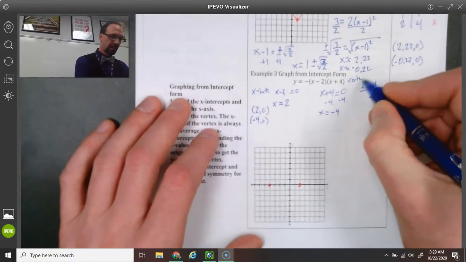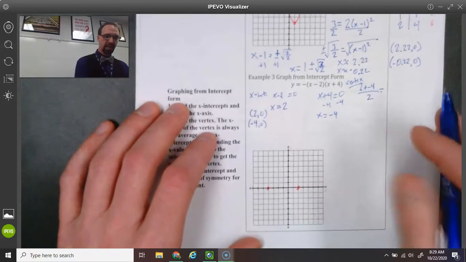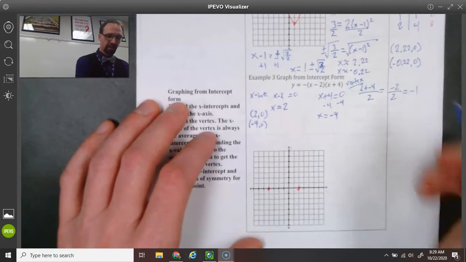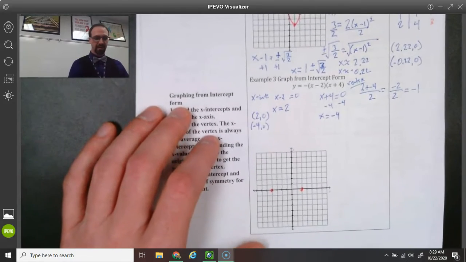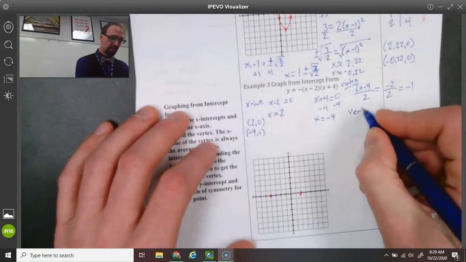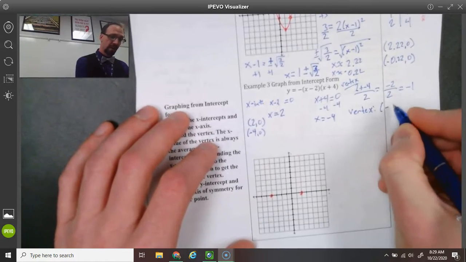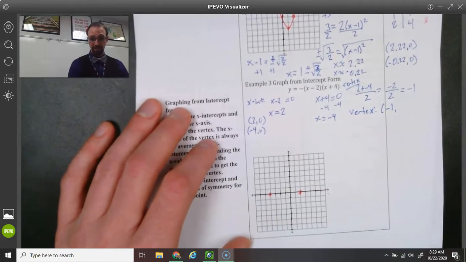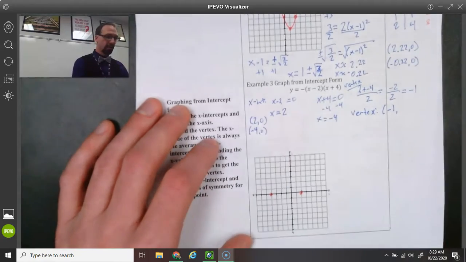So to get the vertex, 2 plus negative 4 is negative 2. Negative 2 divided by 2 is negative 1. So the vertex is at negative 1. Remember, this is your x-coordinate. To get your y-coordinate, we have to plug that into our equation and see what we get.